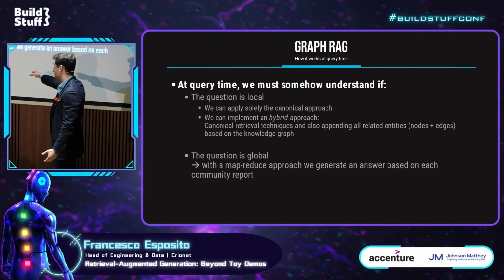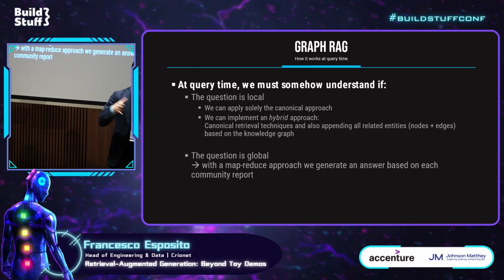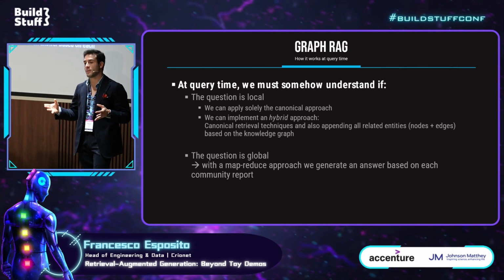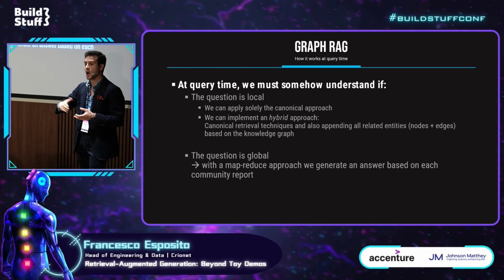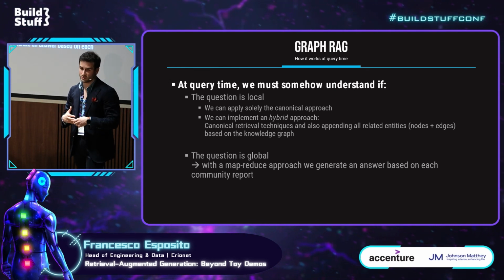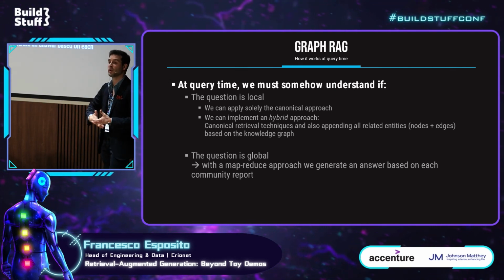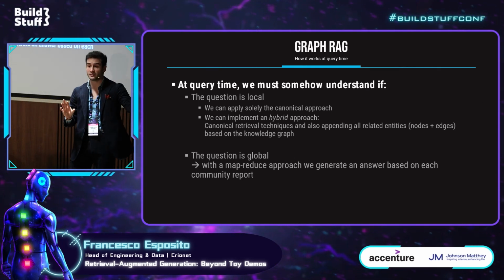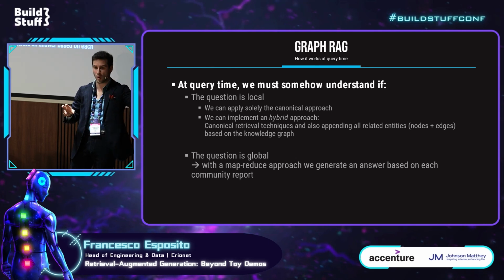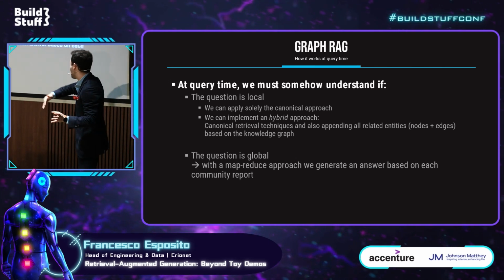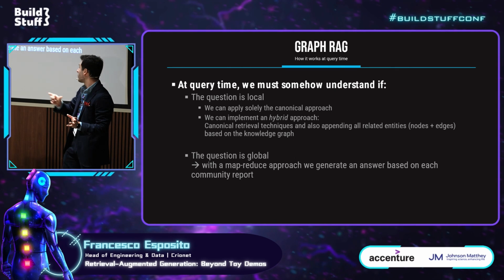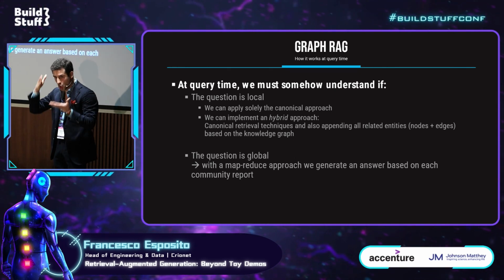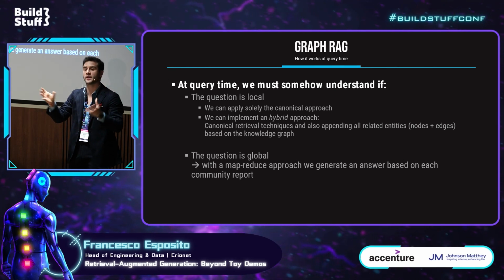I say MapReduce approach because, when extracting a knowledge graph, we are usually talking about hundreds of thousands of entities. So definitely a big number of community reports, so a MapReduce approach is usually needed. We give the model the original question, and one by one in a MapReduce fashion each community report, to build a final, global context-aware answer.